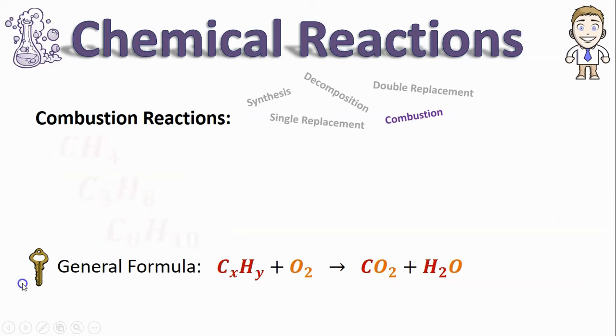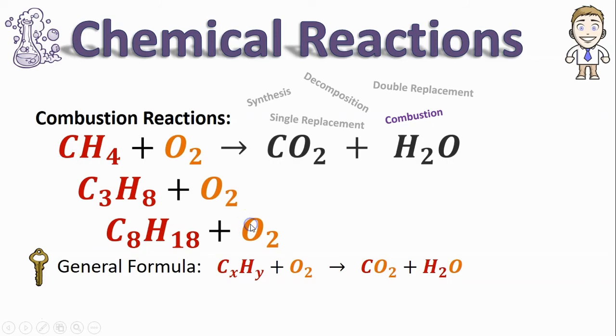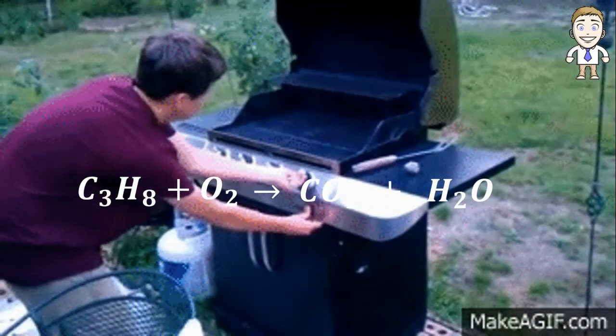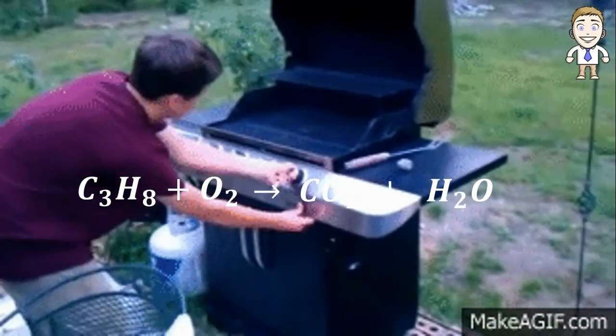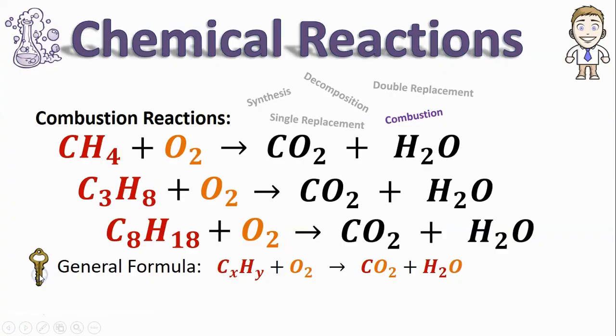Here's 3 examples using this general formula. We've got our 3 hydrocarbon examples: methane, propane, and octane. All will combust, so all would be plus O2. Notice the products, CO2 and H2O, because no matter what hydrocarbon is combusting, you'll always get CO2 and H2O. Also, along with your typical telltale signs of light and heat. Here we've got propane in a propane grill catching fire, producing, of course, light and heat.